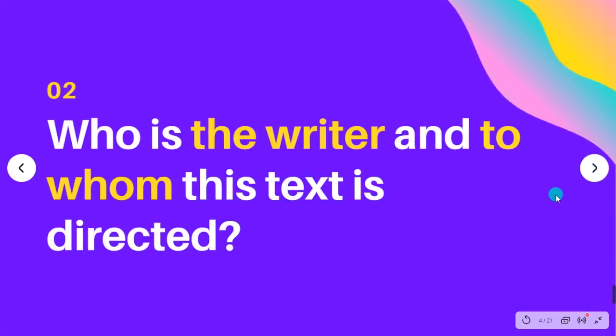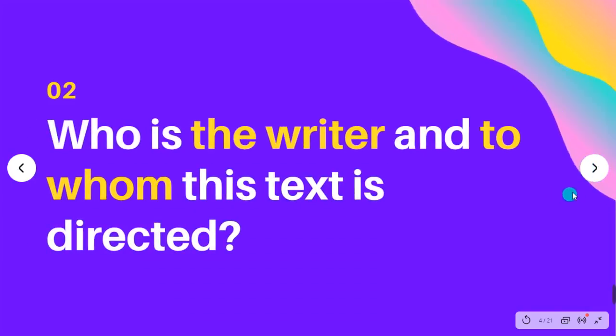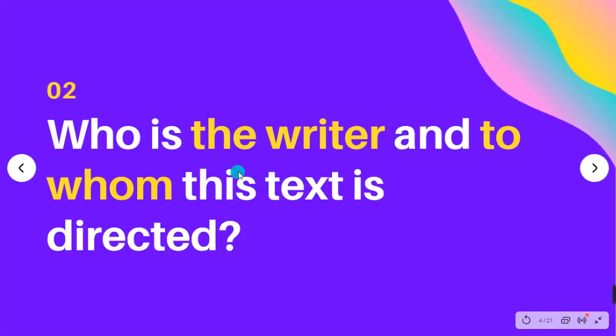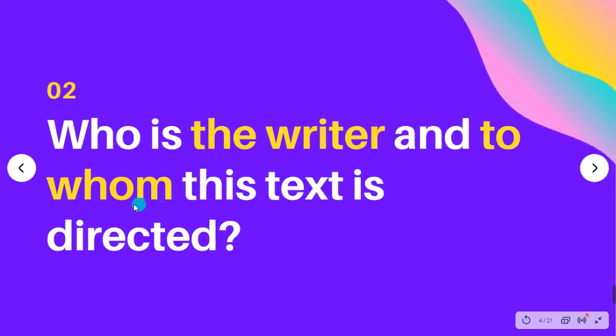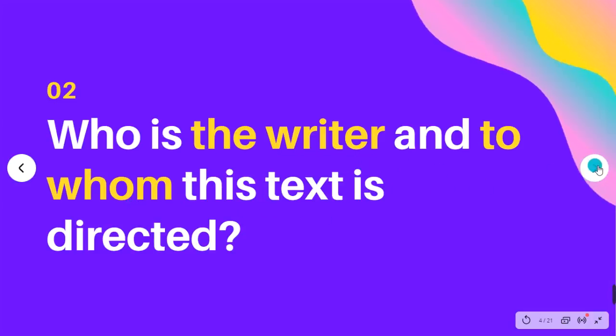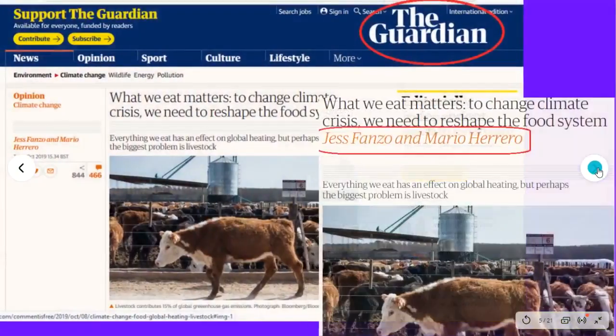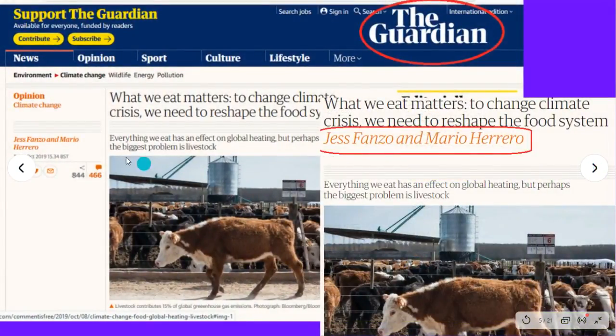And then let's see the second question. Who is the writer and to whom is this text directed? So here the question highlights the role of the writer and the targeted reader of the text. Let's see from the example. When we use the same text about climate change, we can see who produced this text.